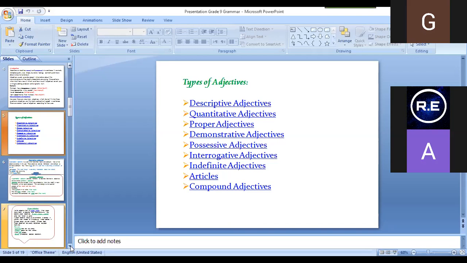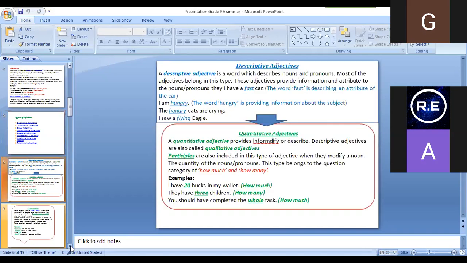Now, descriptive adjectives, I think the word gives them away. What would you use a descriptive adjective for? It's something to describe the noun or the pronoun. And they're most like fast, full, short.